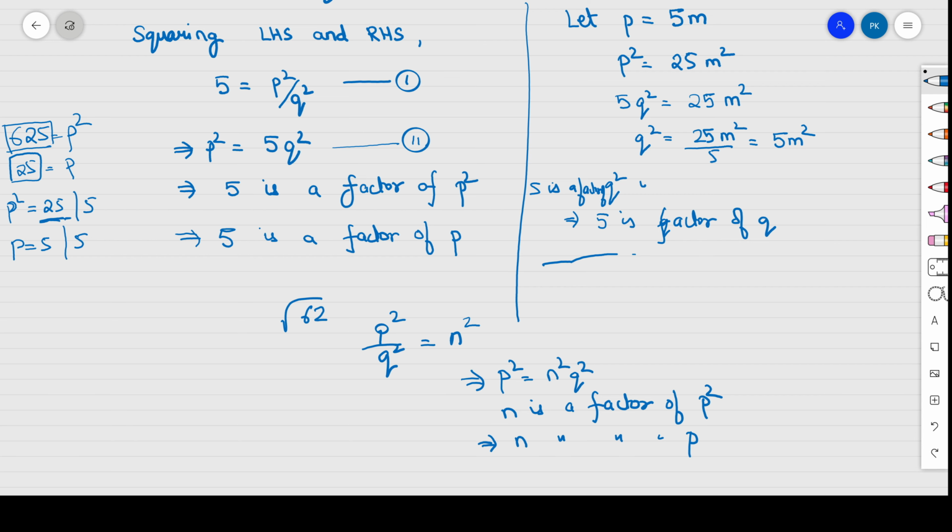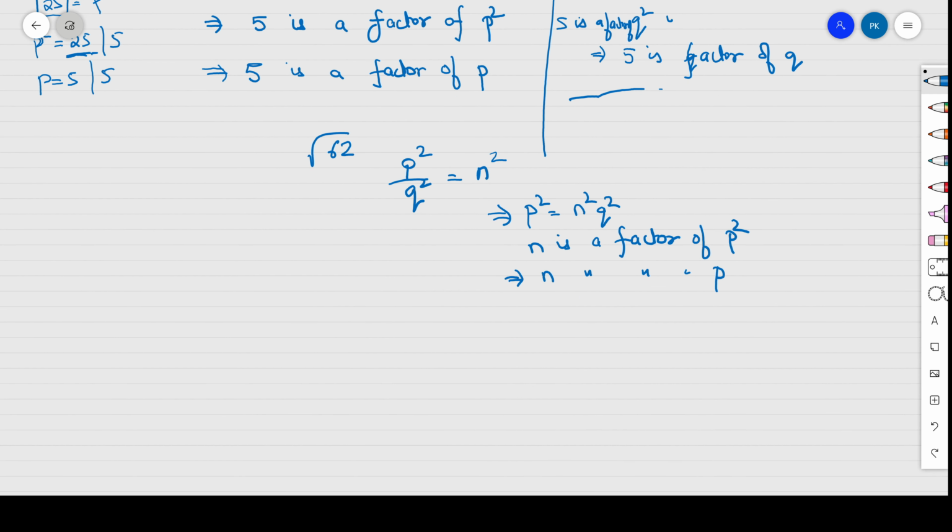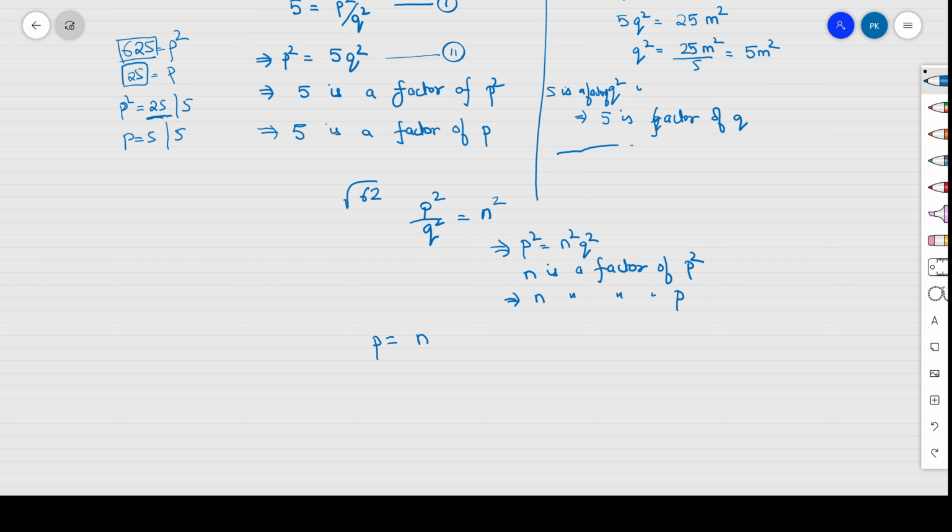Similarly, you can substitute and write, let p is equal to nm, implies p square is equal to n square m square, implies nq square is equal to n square m square, implies q square is equal to nm square. Now they have a common factor again, n, and hence they cannot be rational numbers. Root n has to be an irrational number.